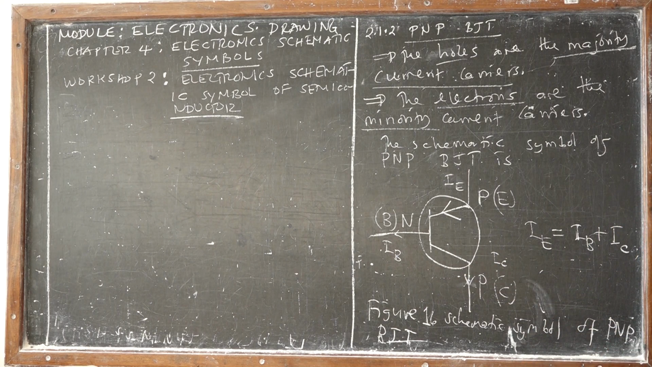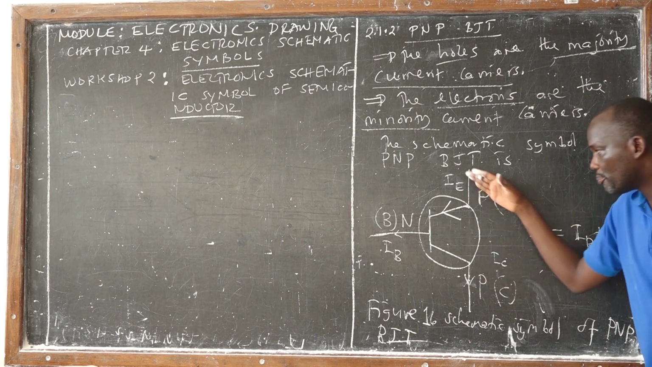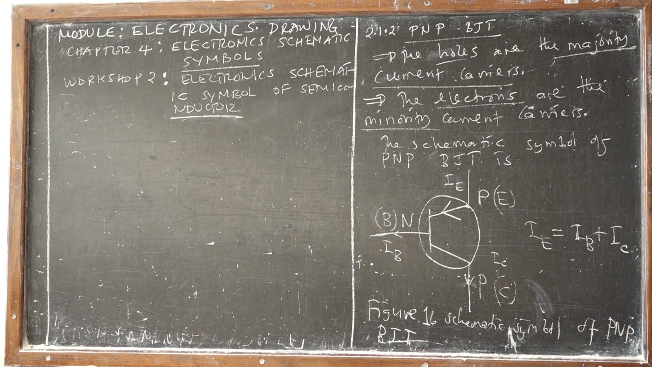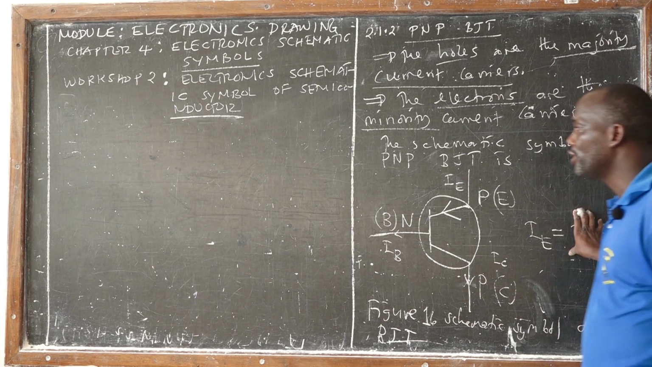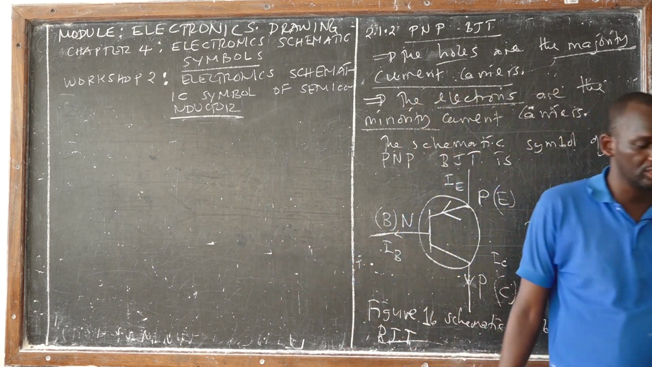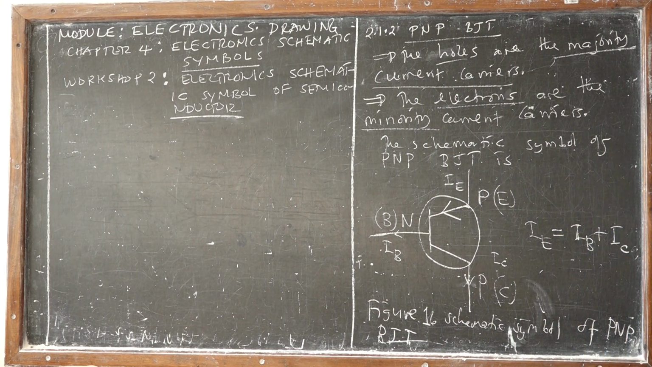In case of NPN, it's vice versa. The current is supplied into the transistor through the collector and base terminals, and then it leaves the transistor through the emitter terminal. So that's why we say this mathematical equation holds for both types of bipolar junction transistor.